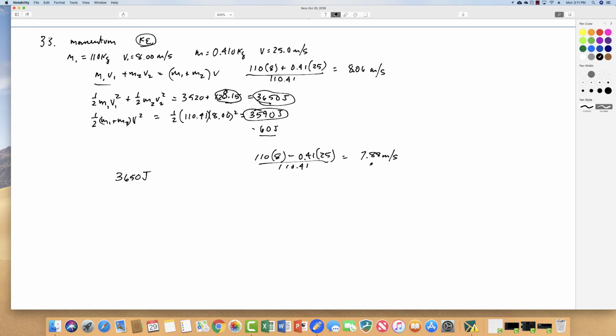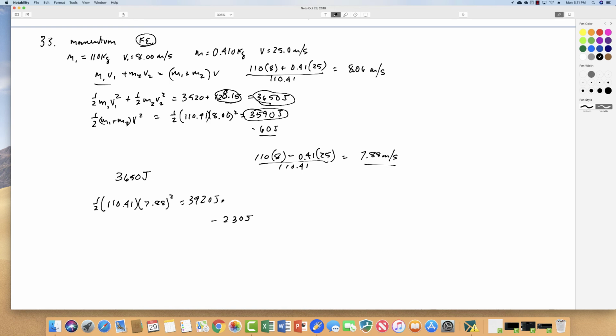However, obviously after is not the same, and you end up with 1/2 times 110.41 times now 7.88 squared, and that's going to give you 3420 joules. And you put 3420 and subtract that from that, and you end up with 230 joules lost.